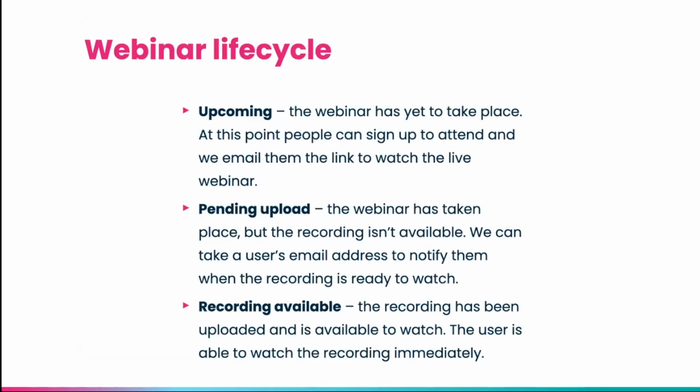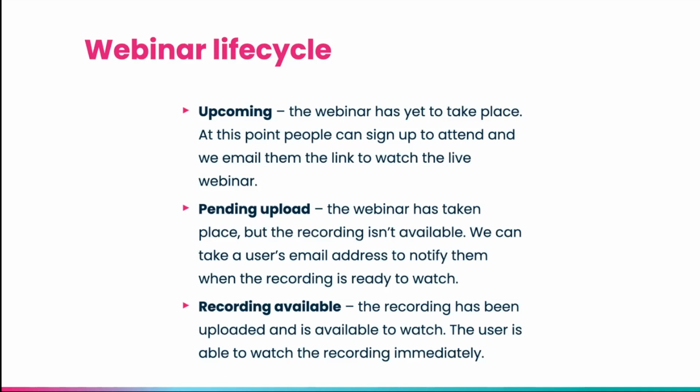While we were writing user stories and doing the research for the design of this landing page with Emma, we identified that there are 3 stages in our webinar lifecycle, really. So there's upcoming webinars, which are webinars that haven't happened yet. At this point, people can sign up to attend, and then on the day of the webinar, we'll email them the link and they can access the Zoom meeting.